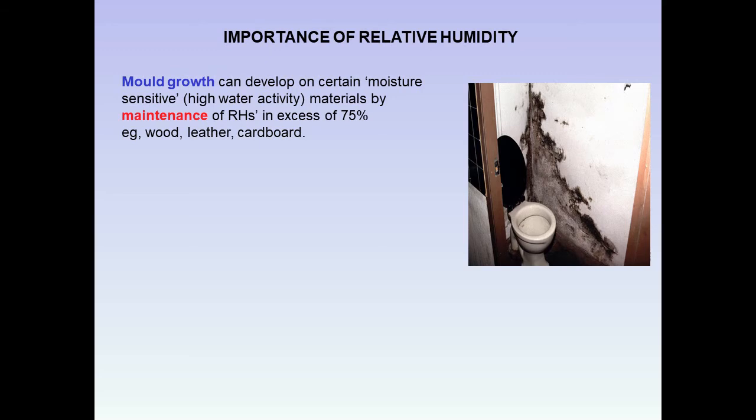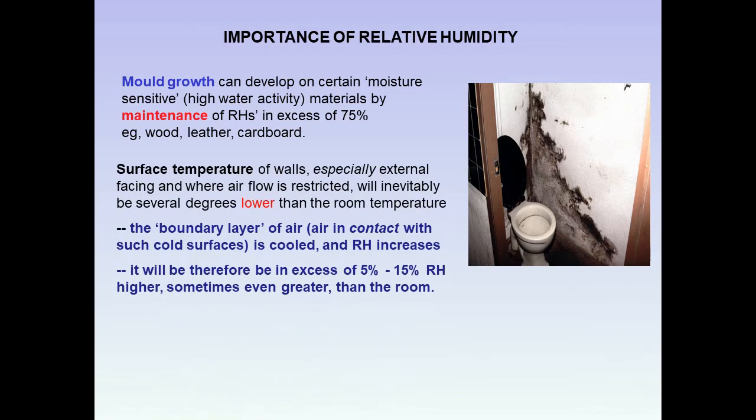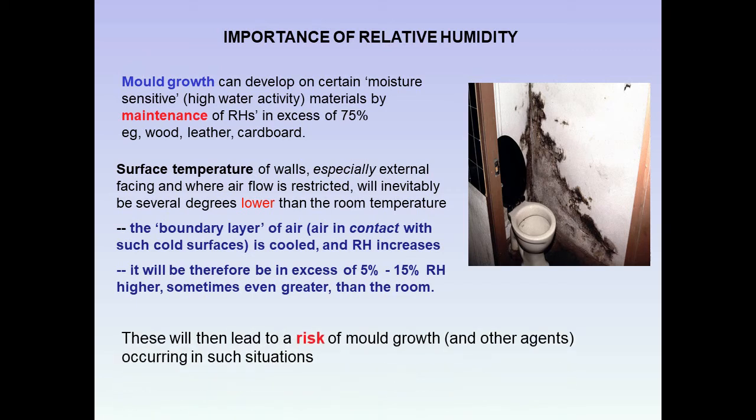Wood, leather and cardboard, but especially leather, are notorious. Surface temperatures of walls, especially external facing and where airflow is restricted, are inevitably several degrees lower than the room temperature. This simply means that the boundary layer of air, that is, the air in contact with such cold surfaces, is cooled, and therefore the relative humidity will increase. It will be in excess of 5 to 15% greater, sometimes even greater than that, and certainly greater than that in the room. And these conditions will then lead to a risk of mould growth occurring in such situations.